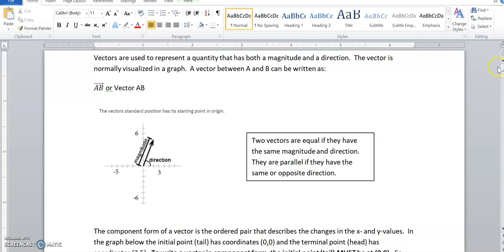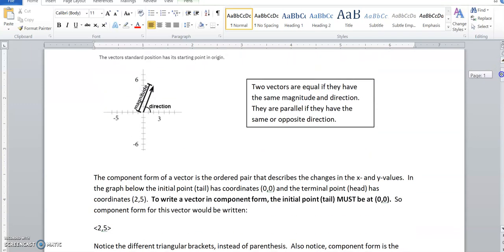So we're going to start by looking at vector AB, and we call it AB because point A is the start, and the end of the arrow, like the arrowhead, is point B. So if you draw a line from point A to point B, we call that a vector, and we'll call it vector AB.